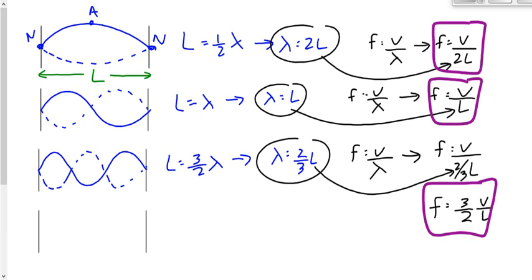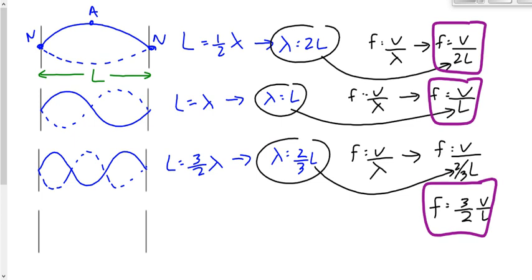So F is equal to 3 over 2 times v over L. That would be the third standing wave that would be set up in that string. When I did the demonstration a few minutes ago, if we had known the speed of the wave in that string, we could easily have measured the length of the string.